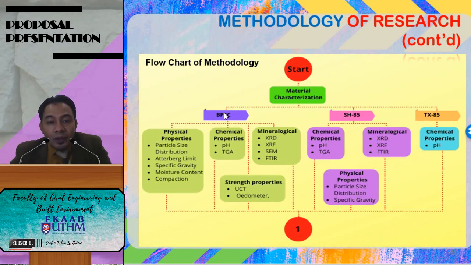Okay, for the butterfly soft clay, we need to check the physical properties by using particle size distribution, Atterberg limit, specific gravity, moisture content, compaction. And then we need to check also the chemical properties by using pH and TGA. And then for the mineralogy, by using XRD, XRF, SEM, and FTIR. This is for the strength properties by using UCT and also odometer consolidation.